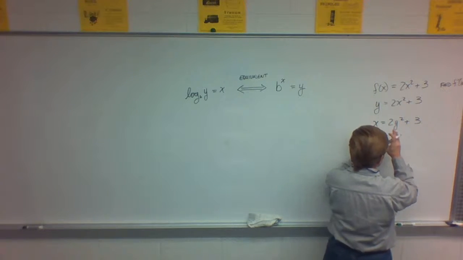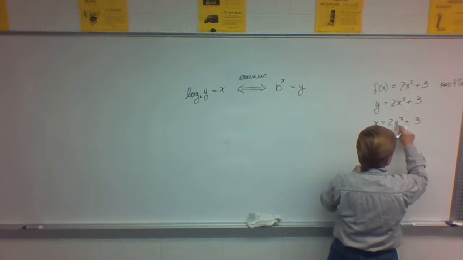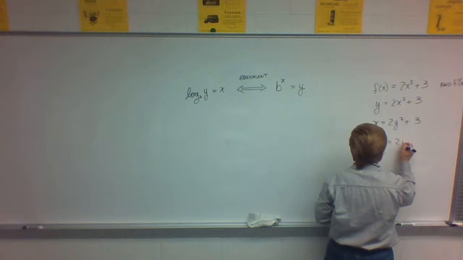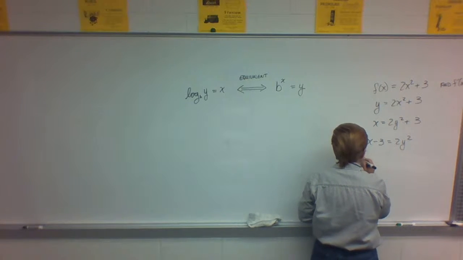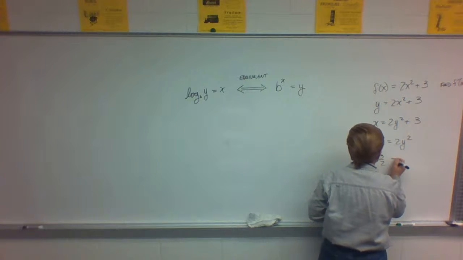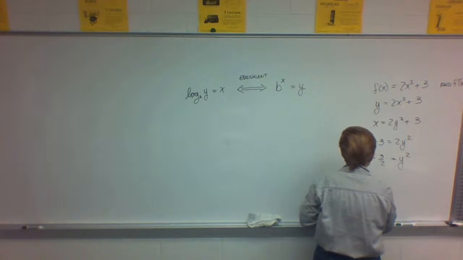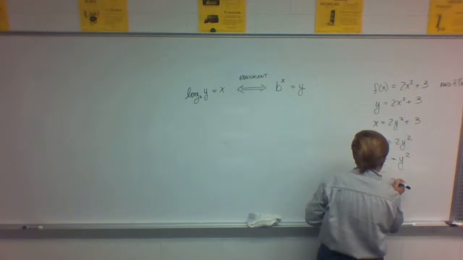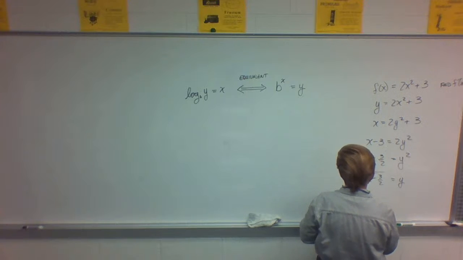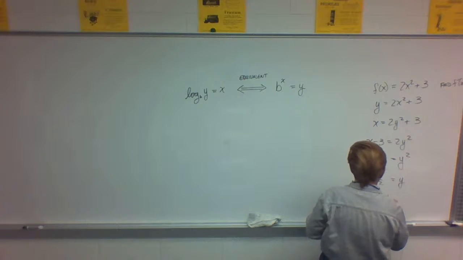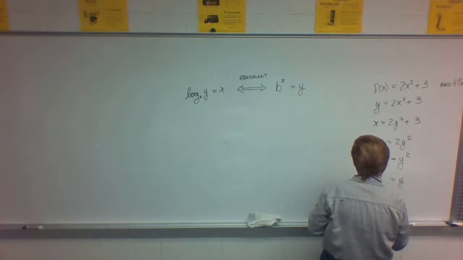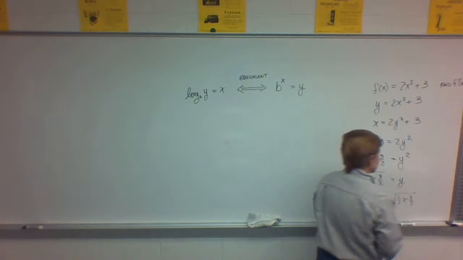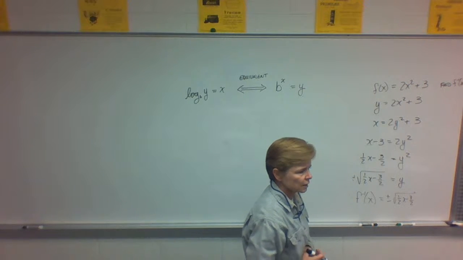And then once you've switched places with them, then you resolve this thing and get y by itself by first dragging the 3 over, then dividing by 2, and then square rooting. And calling it f inverse. It's actually plus or minus. That wasn't a very comfortable example, but do you remember doing this?